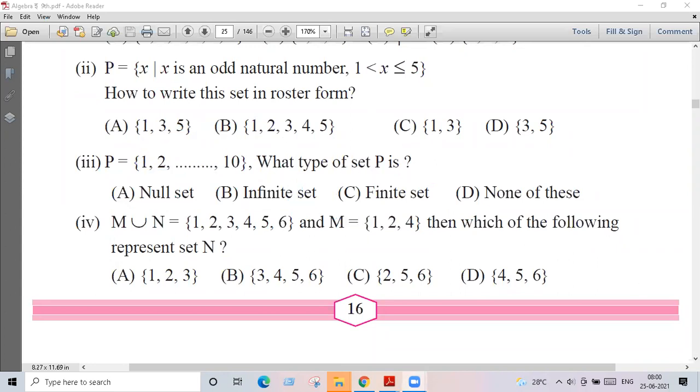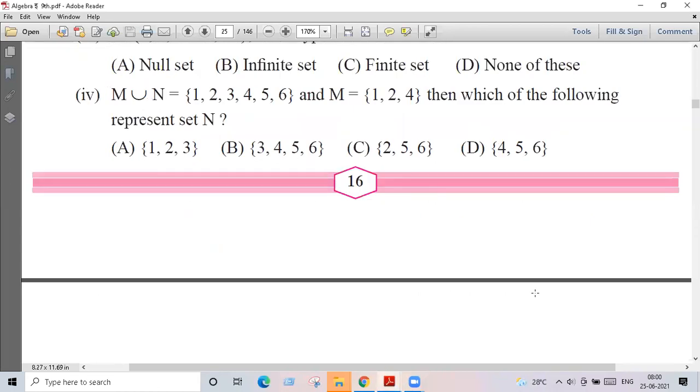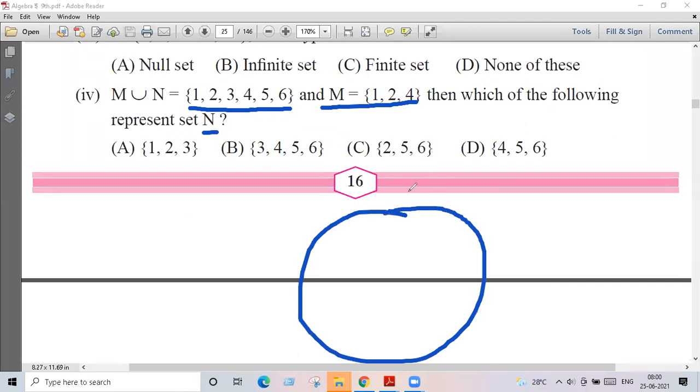Next question: M union N is equal to {1, 2, 3, 4, 5, 6}. M is {1, 2, 4}. Then which of the following sets represents N? Look carefully. This is your M: {1, 2, 4}.